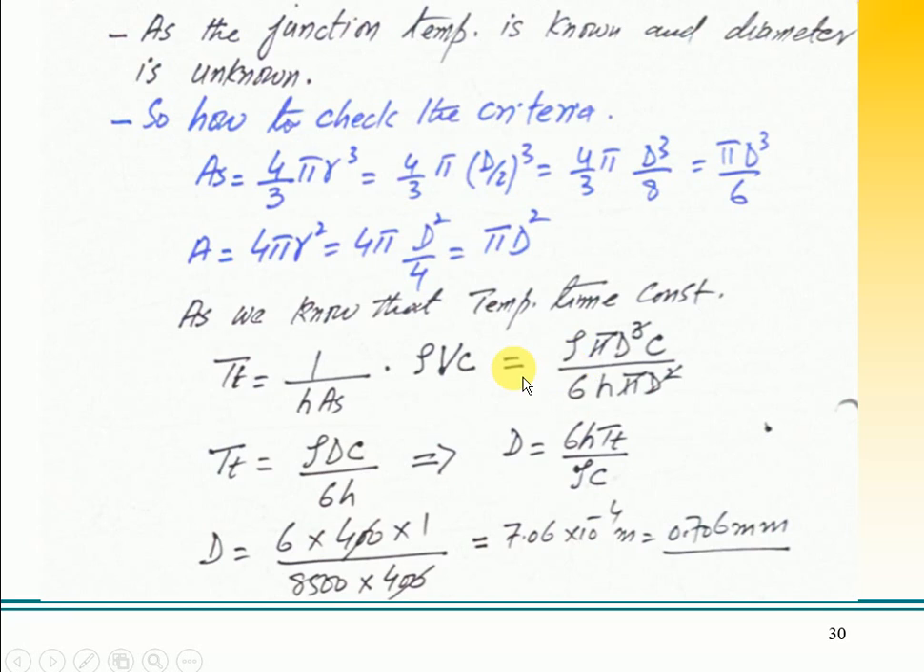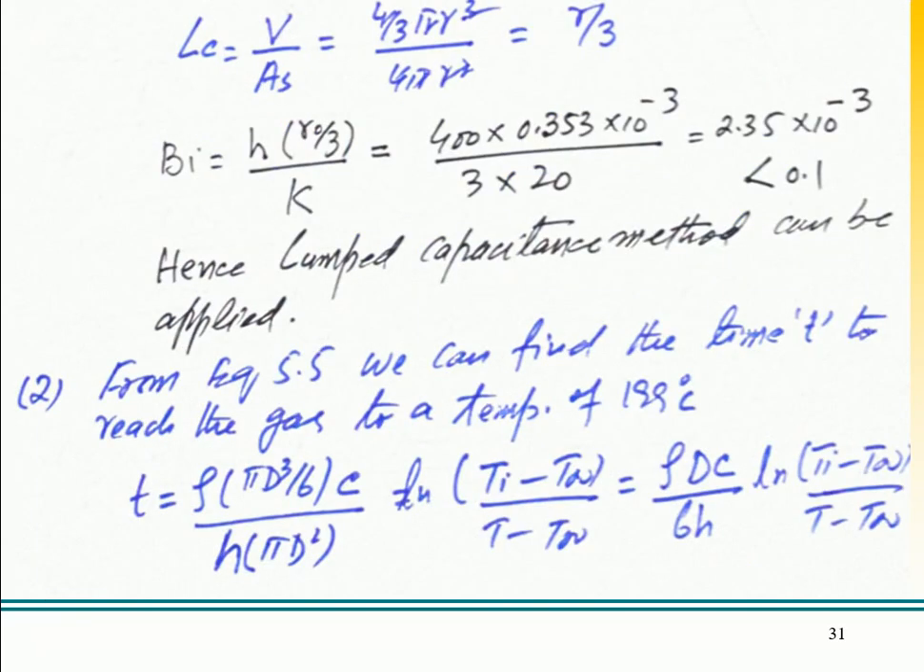So we have the values. V is equal to pi d cube by 6, and then c, and we put the value of As, which is pi d square. Just placing the value of volume and surface area, we get the thermal time constant. By simplification, I get tau t is rho d c by 6h, and then the diameter follows. As I know the time constant, I can find the diameter, which is about 7.06 x 10 to the minus 4, or 0.706 millimeter.